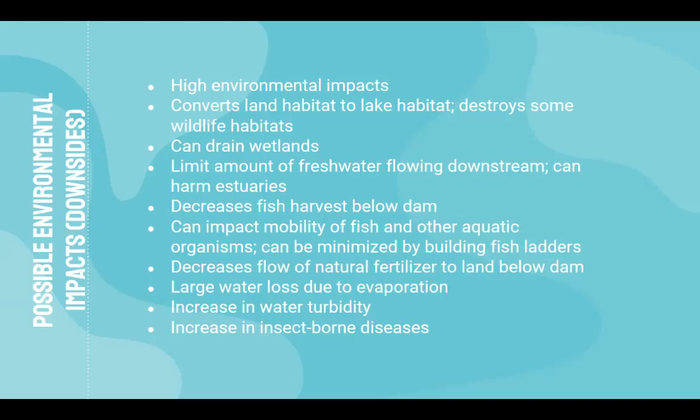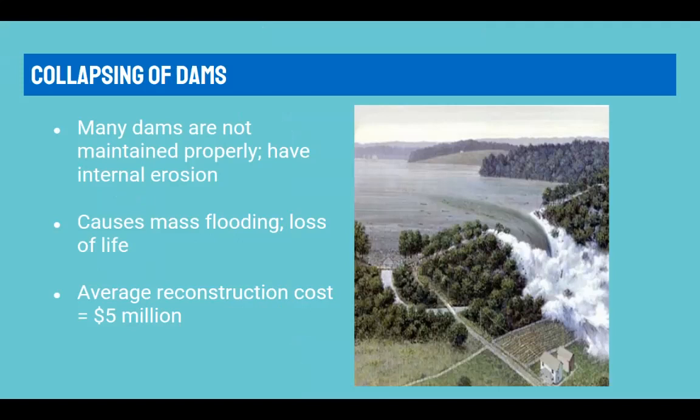And this can cause problems in terms of what species can live there and who stays close to the dam. Even above the dam, this can cause problems because stagnant water increases insect populations, which can cause insect-borne diseases. So we start seeing that there are all these problems associated with it. And one of the concerns that a lot of people have, although it's incredibly rare, is that you can have a collapse of dams. Okay?